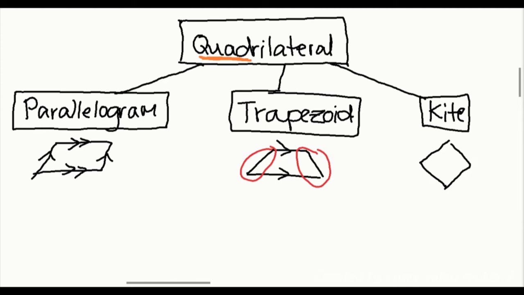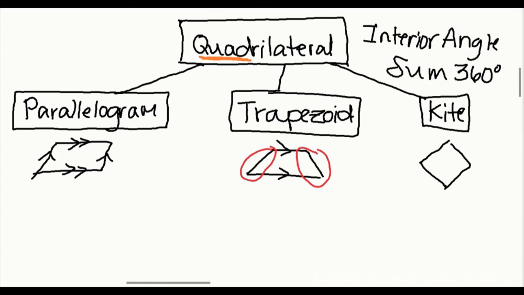The interior angles of all of these, because it's a quadrilateral, the interior angle sum, this is what you guys just tested on, is 360 degrees. So we know it has 4 sides, and the sum of the angles on the inside, the interior angles, is 360 degrees. So this is going to apply for all parallelograms, all trapezoids, and all kites. So now, a little bit more about the family.